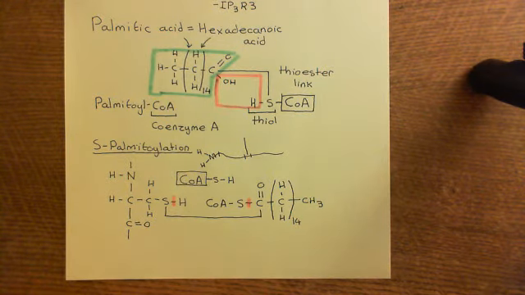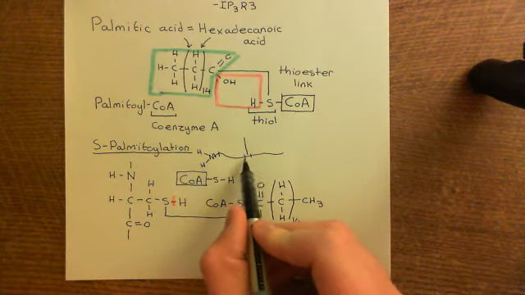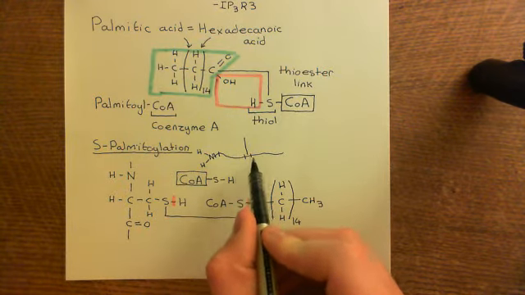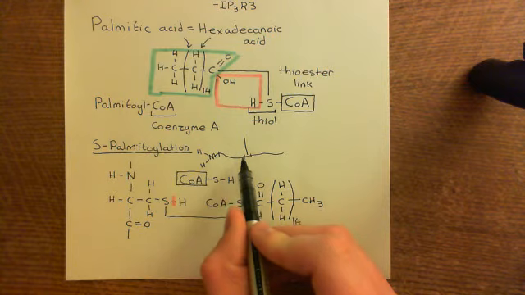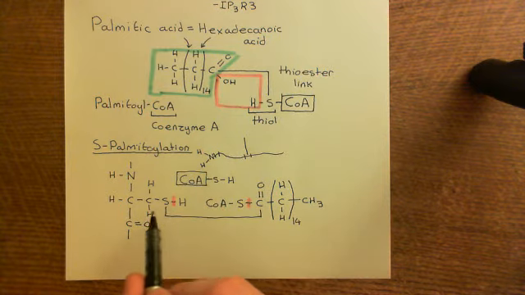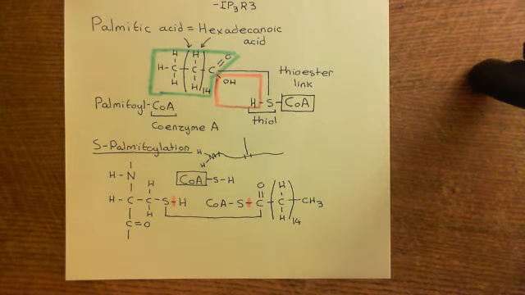So in IP3 receptors, it's going to be cysteine residues in the middle of the polypeptide, and we're going to be adding the palmitoyl groups onto the thiol group of those cysteine residues rather than the amino group. Okay, right, and we'll continue this discussion in the next video.